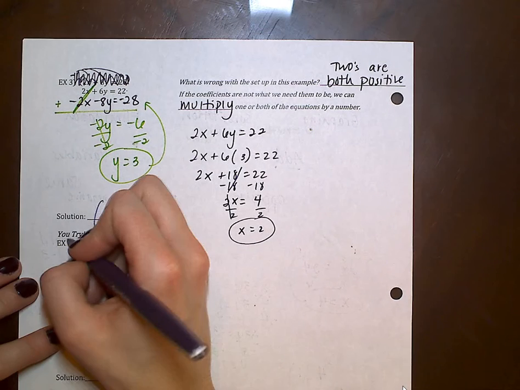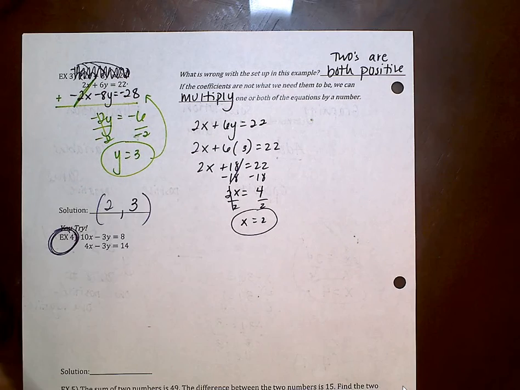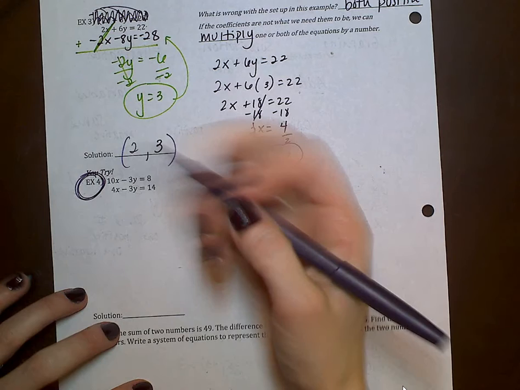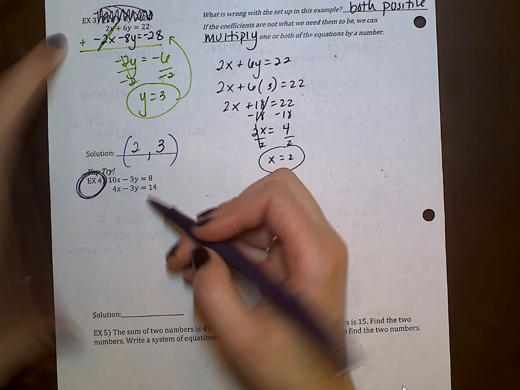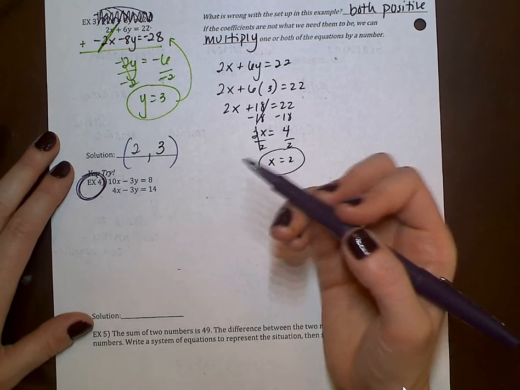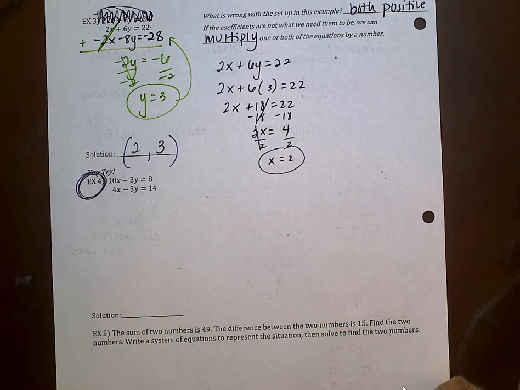Okay, making you work here, but I want you guys to try example 4. Now notice this one's like example 3 where the signs don't match up. I need one of those 3's to be a +3. So see if you could make that happen and then use elimination to get your answer.